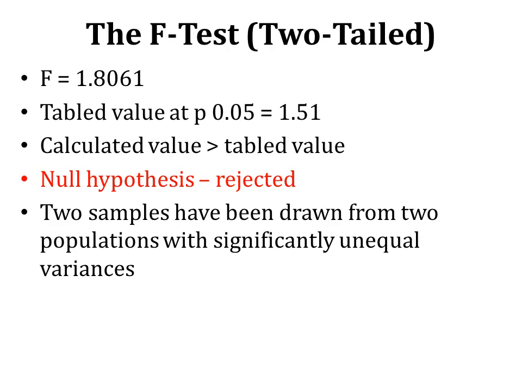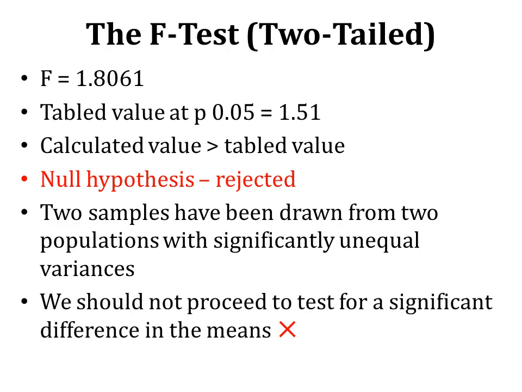So variances are significantly unequal, and these variances are not because of sampling error, rather they actually exist at the level of population. So because our variances are not the same, our variance ratio is not equal to unity, so we should not proceed to test for a significant difference in the mean values.